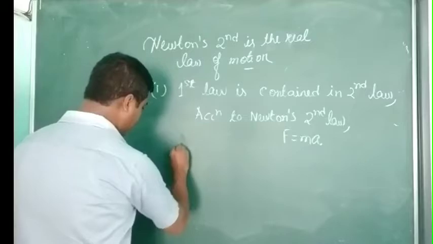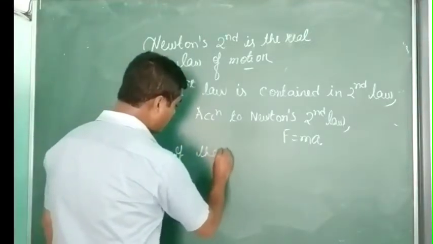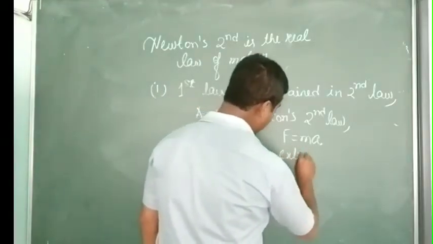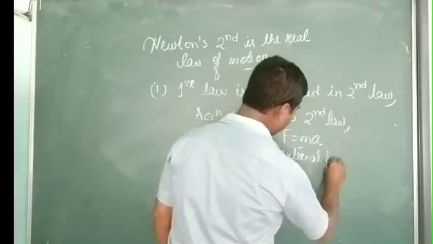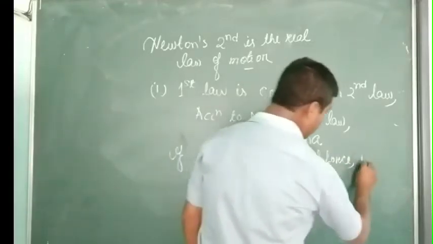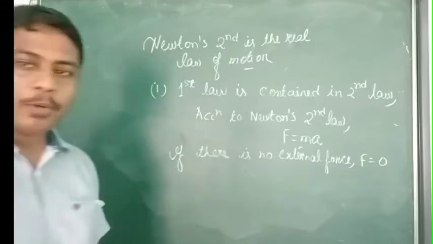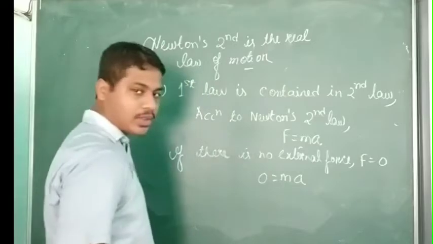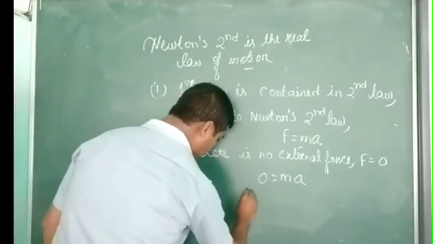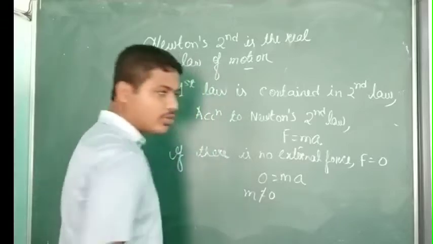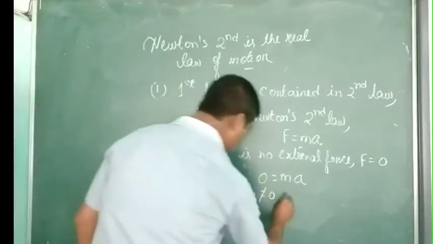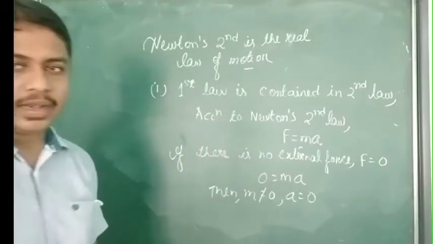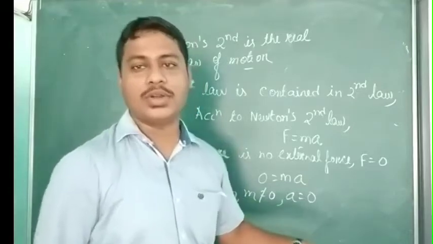If we consider that there is no external force, no external force means F equals 0. So if I put F equals 0, then what will happen? 0 will be equal to mass into acceleration. Here we know that mass is not equal to 0, mass can never be 0, so acceleration will be 0. So what is the meaning of this? This is regarding the statement of Newton's first law.